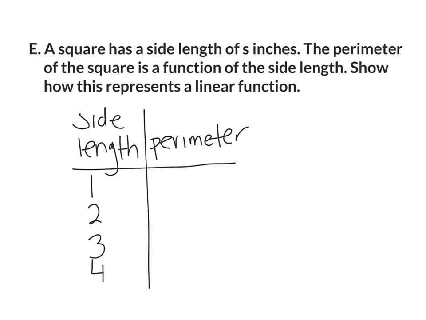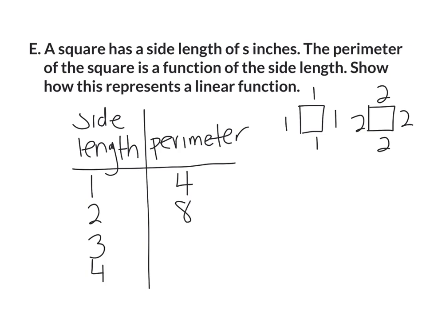Now, perimeter is the distance around an object. I have a square, and the sides are all 1 inch. So I have 1 plus 1 plus 1 plus 1. That's going to give me a perimeter of 4. Now I have a square, and each side is 2 inches. So I have 2 plus 2 plus 2 plus 2. That's going to give me 8. All you have to do is multiply the side by 4. So if the side length is 3, 3 times 4 will give us 12. If the side length is 4, we multiply that by 4. 4 times 4 will give us 16.